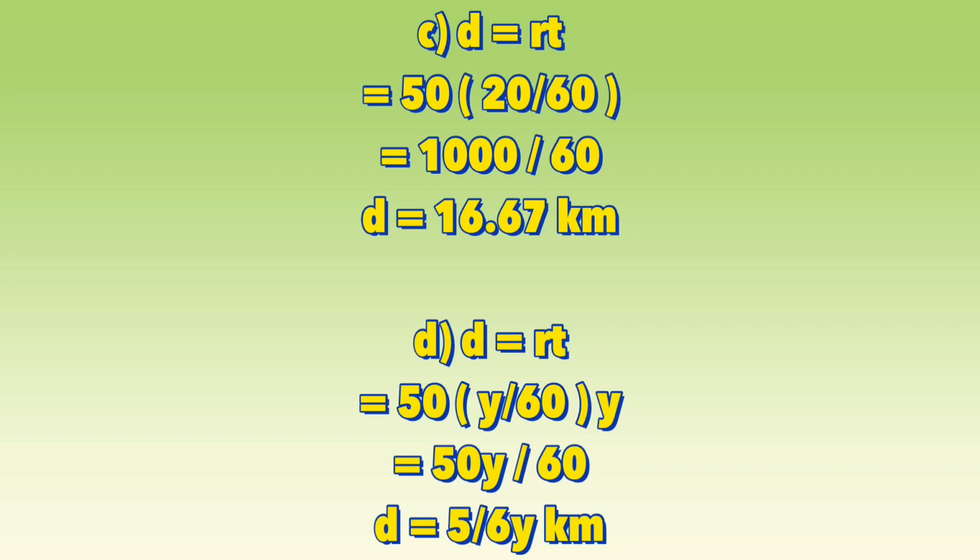Okay, letter D. For letter D, we have the same formula that we're going to use. D equals RT, then the same rate, 50 kilometers per hour, and the time is Y. Since Y is in minutes, we're going to divide it by 60. So then we're going to multiply 50 times Y divided by 60. So our answer is 50Y over 60, then we're going to divide it by 10. So that's why our final answer is 5Y over 6 kilometers. That's for letter D.